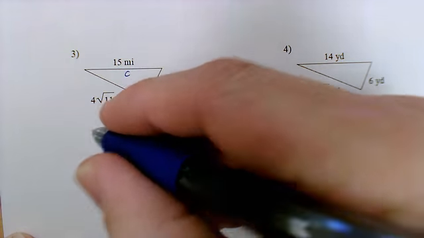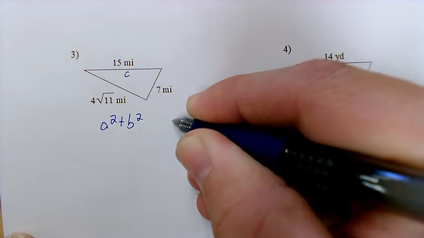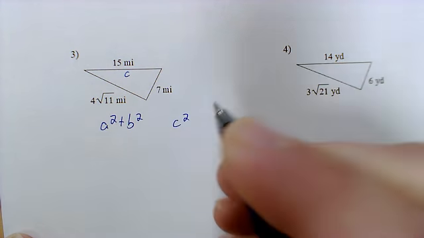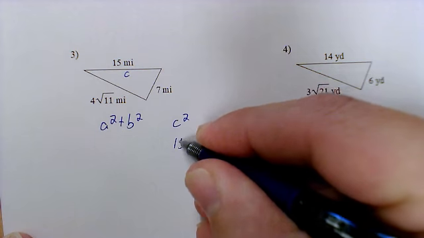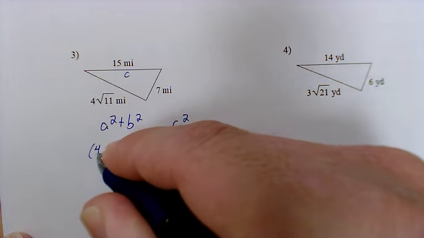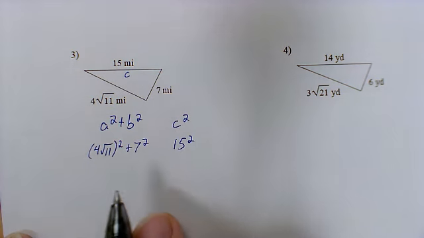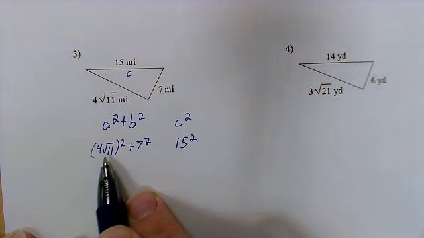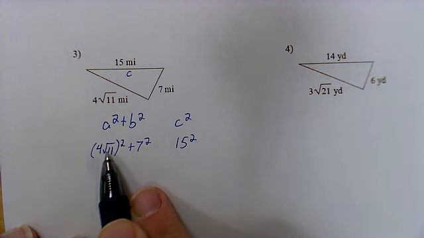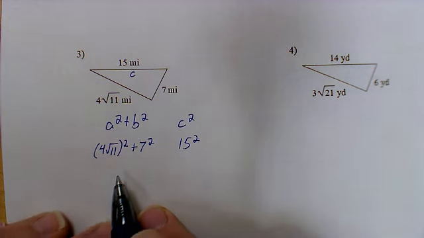Now I can use the Pythagorean theorem just like I have been doing. I'm going to do so without a calculator on this one, and then I'll use a calculator on the next one so you can see how to do it both ways. So 15 is my c. 4 root 11 and 7 are my a and my b. Again, it does not matter which one's which. Now you're going to notice I used parentheses around the 4 root 11. That's because both factors are being squared, which is the reason for the parentheses. That's a good habit to get into.